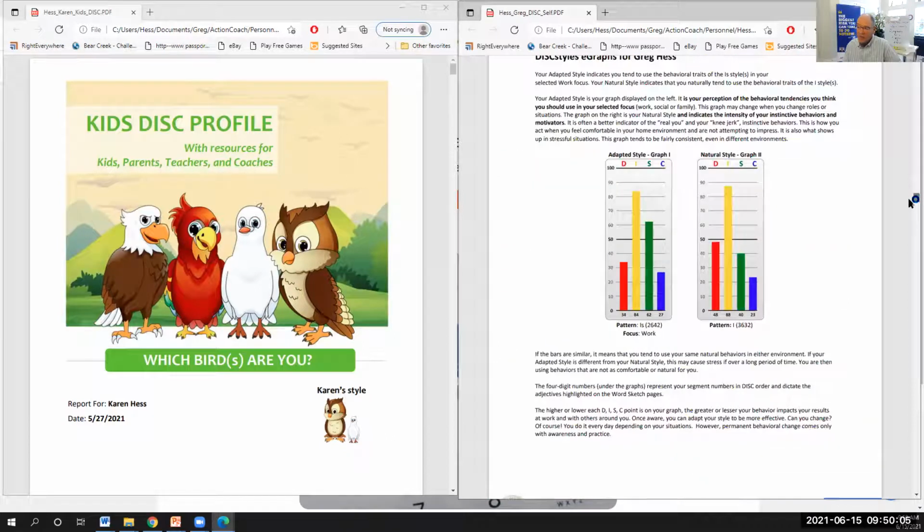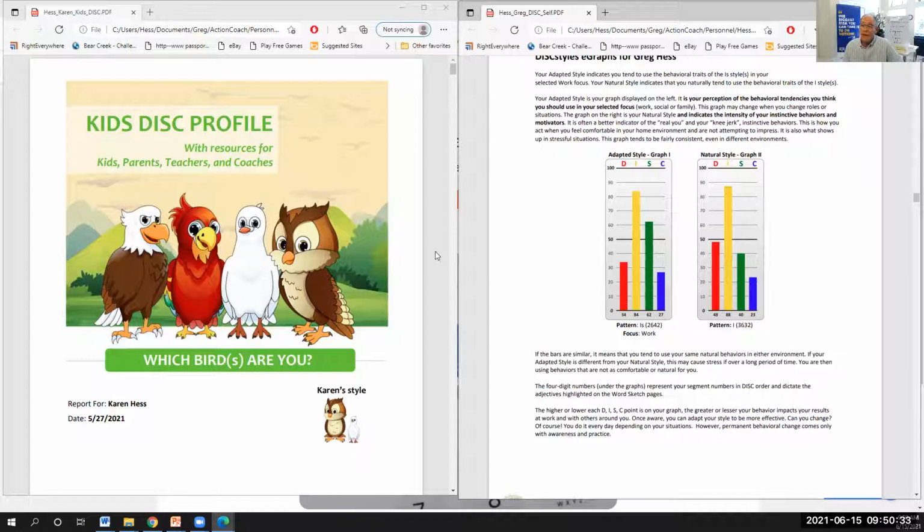And then here you get the actual profile. Kind of interesting when you look at my profile between my natural style, which is the way I would be at home and in my natural, kind of higher stress environments, and then on the other side, the adapted style, and that's your work environment. So usually they're pretty consistent. You can see my S, the green bar, jumps up a little bit higher.